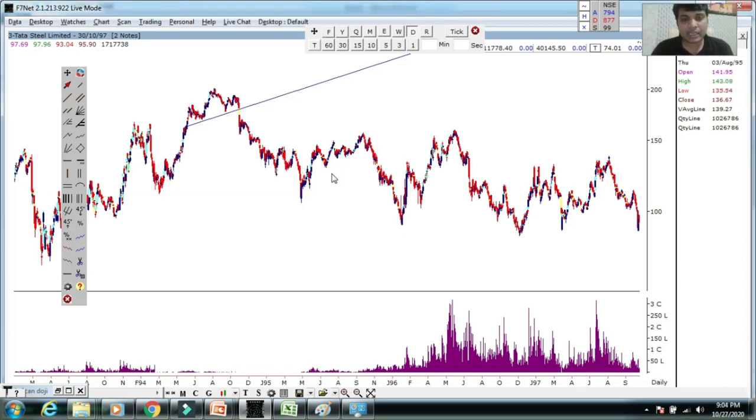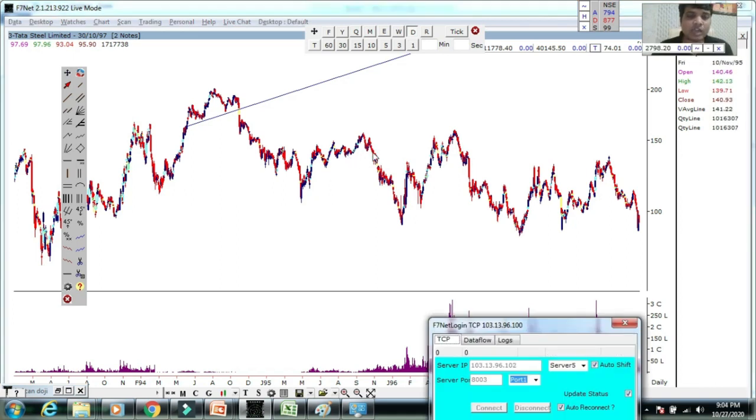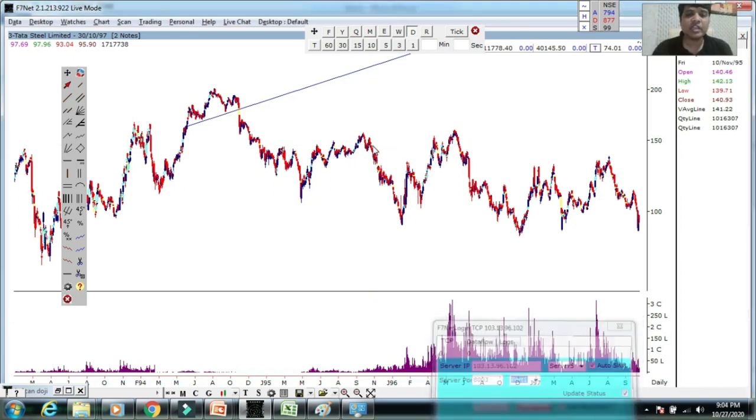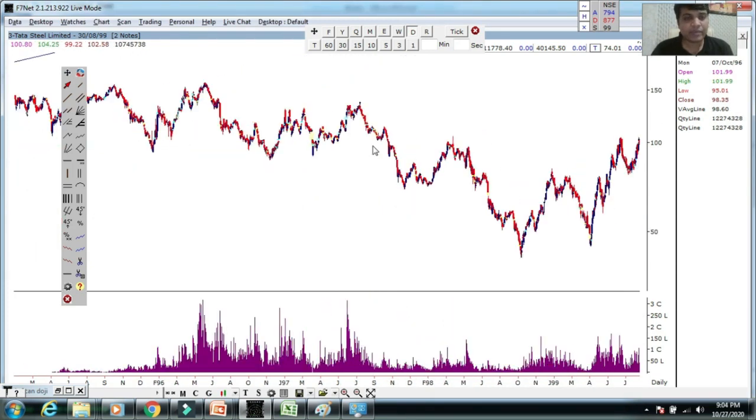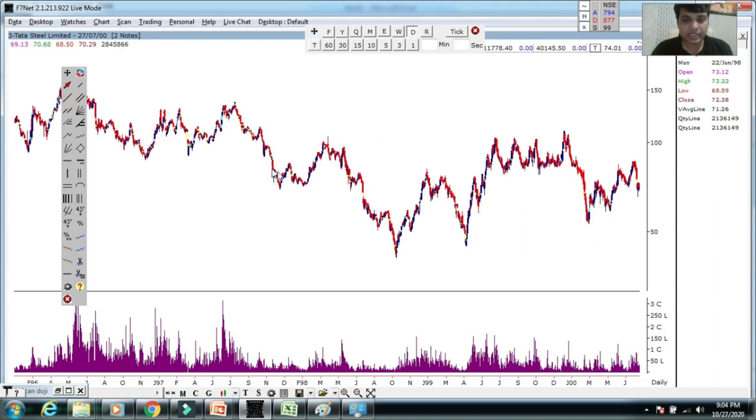Similarly, here also the head and shoulder pattern has formed, but this has no significant importance because it is not at the top of the market. So this is the way the head and shoulder pattern is formed.